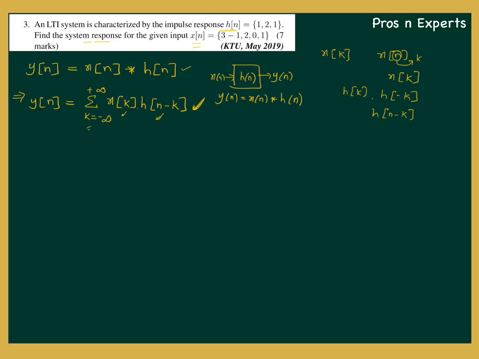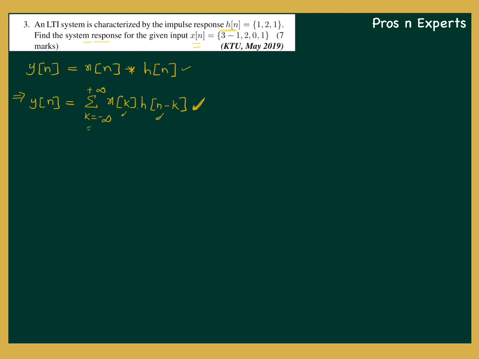h of n minus k is nothing but shifting h of minus k by n units. Okay, h of n minus k is shifting h of minus k by n units to the right if n is positive, and to the left if n is negative. We will come to that in the appropriate steps.